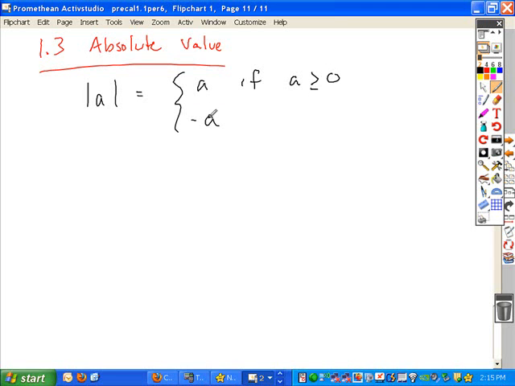When is a going to equal the opposite of itself? If it originally was negative or less than 0. So here's what you're looking at in terms of absolute value. Now the place where this gets tricky, and you're going to see some things that you've seen before, is when it involves something like this.